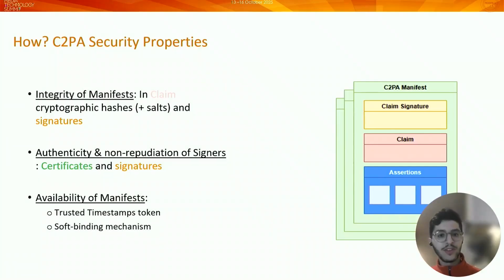Second, it offers authenticity and non-repudiation of signers, who use certificates to prove who they are, and they apply signatures so actions are attributable and can't be credibly denied later. Last but not least, C2PA ensures the availability of the manifest by relying on trusted timestamp tokens to record when the manifest existed, and a soft binding mechanism that keeps the manifest discoverable with the asset, even if it has been removed, copied, or re-encoded.